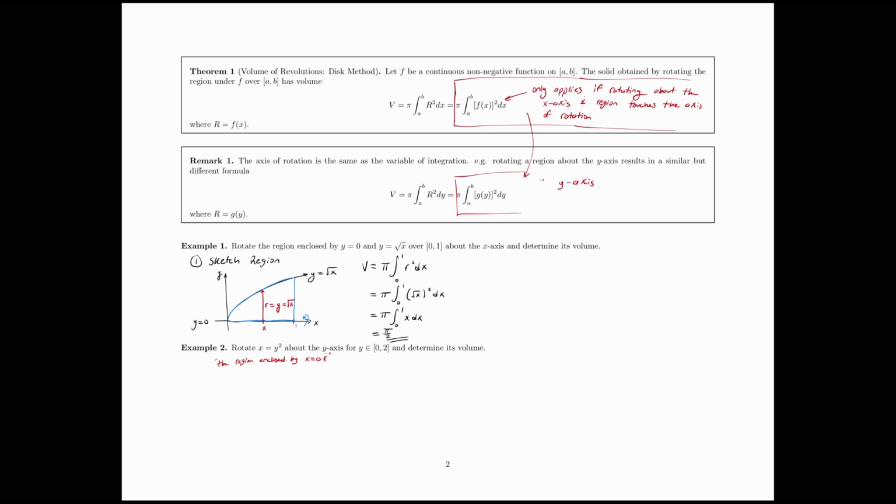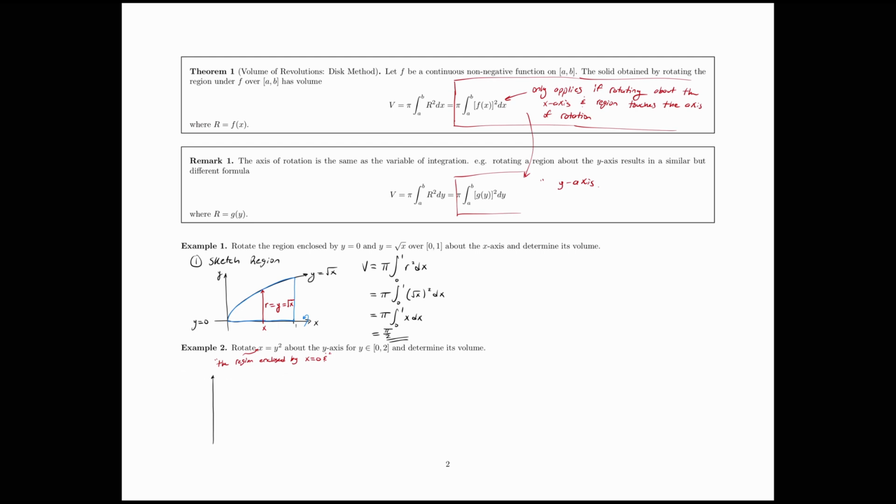So I'd say rotate, and then I've inserted right here, the region enclosed by x equals 0 and x equals y squared about the y-axis for y between 0 and 2, and determine this volume. So first thing we do for any volume of revolution problem is we should sketch these graphs.